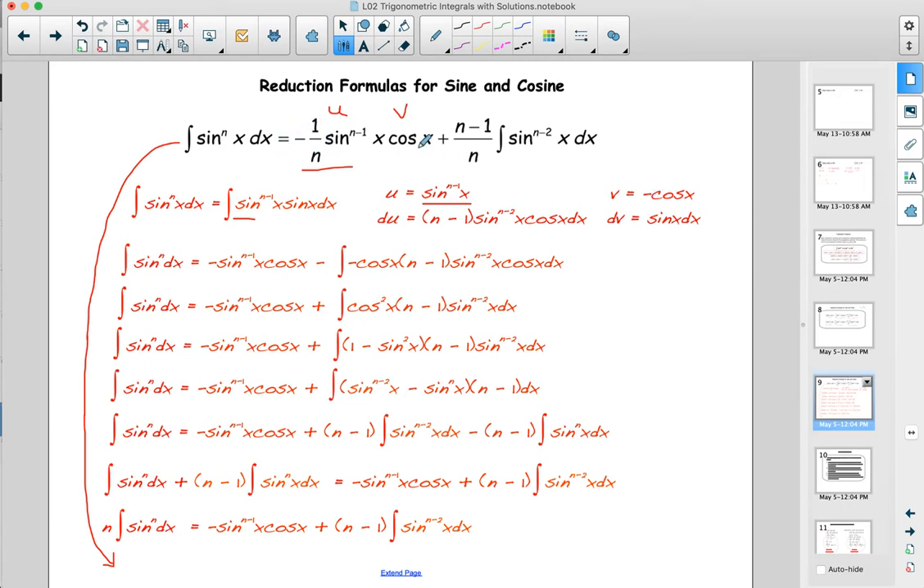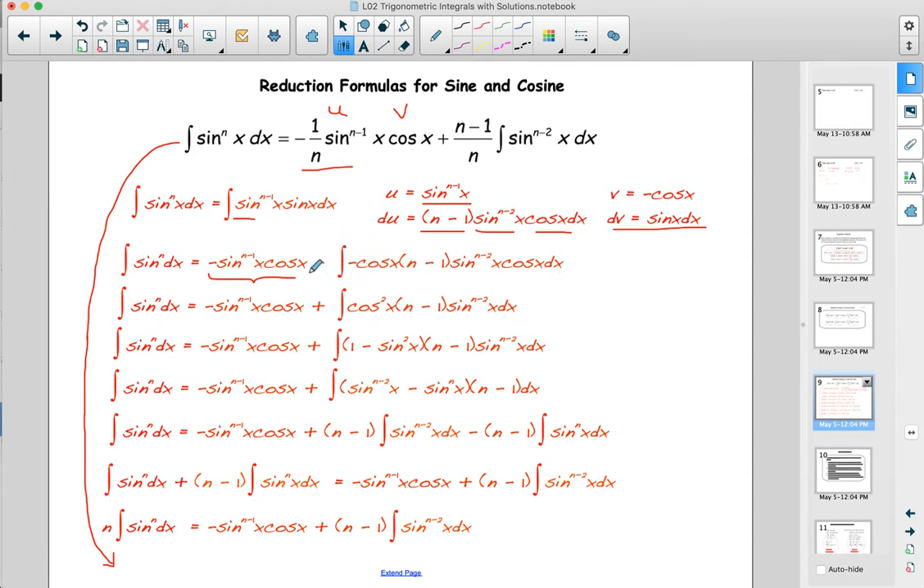I'm going to take the negative and associate it with the cos x. That will give me dv as sine x. Moving forward on this, I'll get n minus 1 sine to the n minus 2 of x times cos of x dx as my du. So breaking these apart, I now have uv minus the integral of v du.